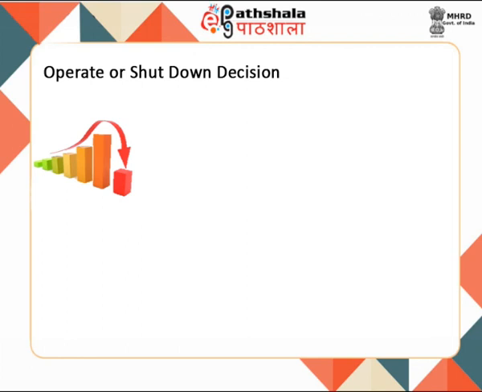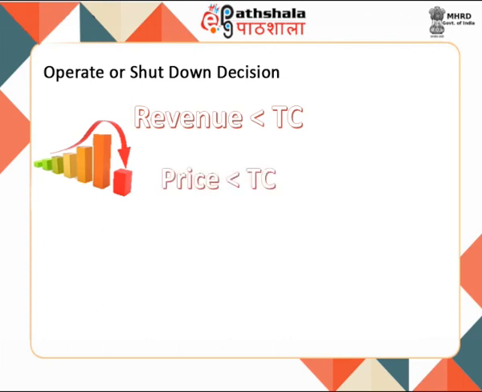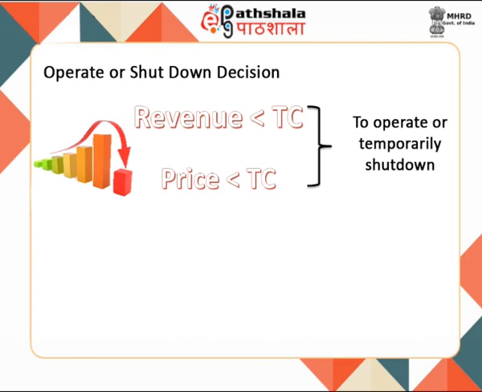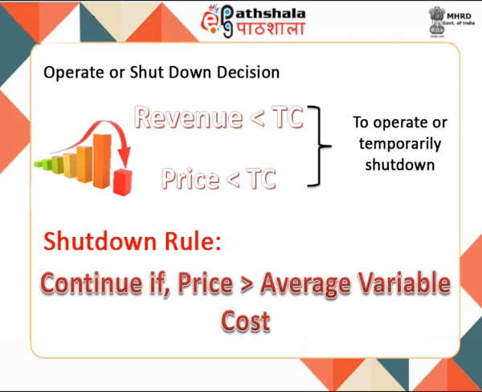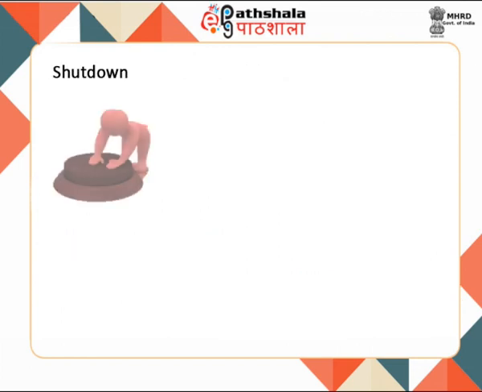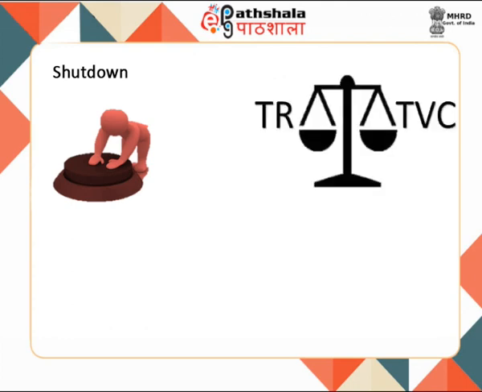Operate or shut down decision. In the short run, if a business is operating at a loss, where the revenue is less than the total cost, or the price is less than the unit cost, then it must decide to operate or temporarily shut down. The shutdown rule states that in the short run, a business should continue to operate if price exceeds average variable cost. When a business decides to shut down, it must compare the total revenue to the total variable cost.